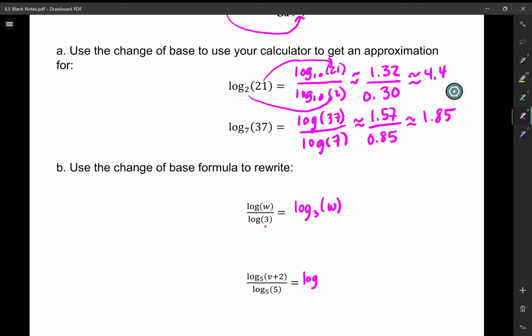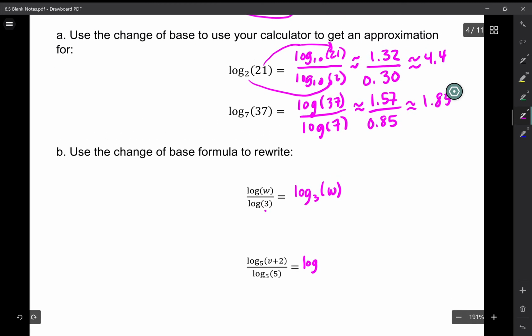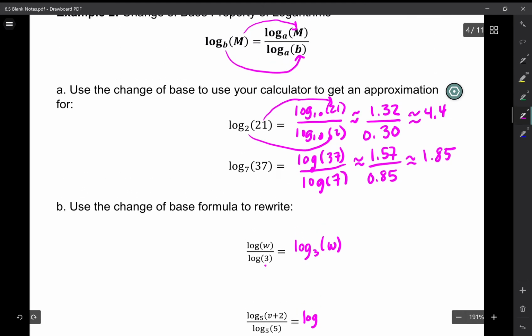I'm kind of confused about why it would be log base 5 of 5. What did I come up with? I'm trying to remember why I did this example right now. My brain's a little tired.